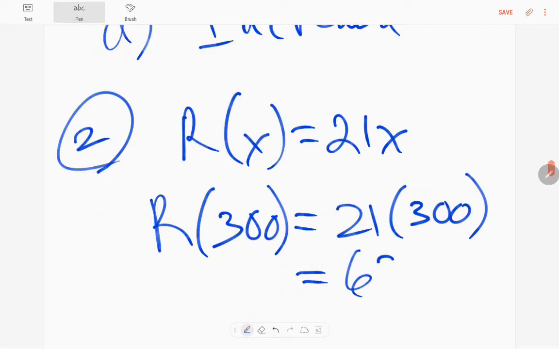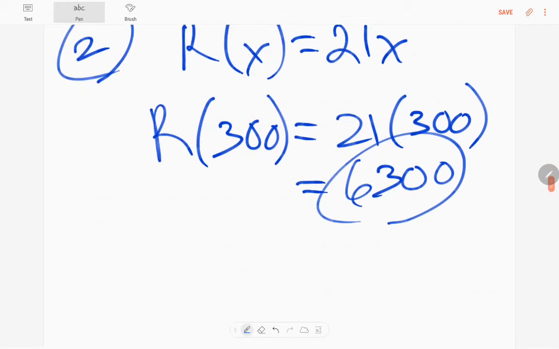So this goes back pretty far. This is just basic function notation stuff. But all it means is if we sell 300 hats, we get a revenue of $6,300. We bring in $6,300.